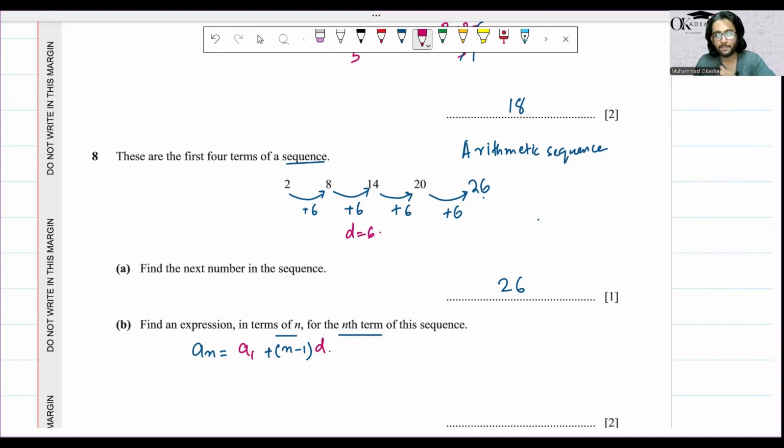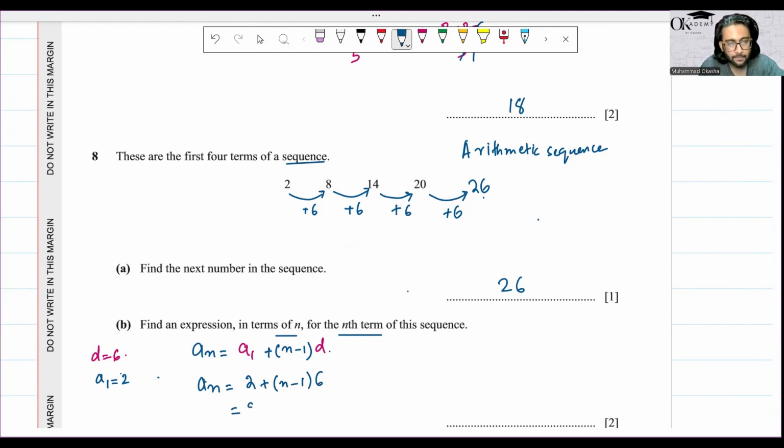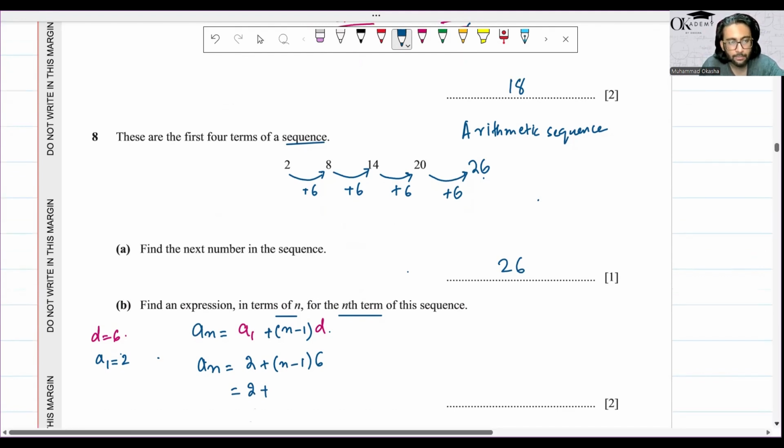This is what every term is. You add 6 and you get the next term, right? So an is equal to, what's the first term? a1 is equal to 2, and d is equal to 6. So a1 is 2 plus n minus 1 times 6, right? If you multiply 6 by n minus 1, it'll be 6n minus 6.